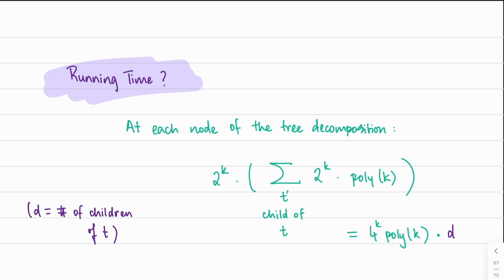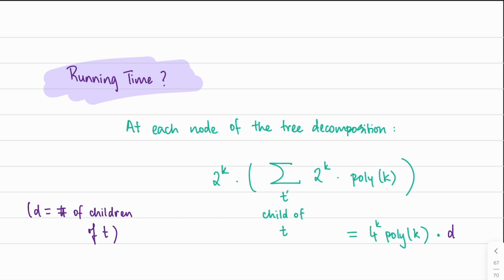And for each of those children, again, we are going over all subsets y which respect some additional conditions. In the worst case, we are potentially going over all possible subsets y. So we can upper bound this running time by another 2 to the k, because we know that X t prime for any t prime also has size at most k.